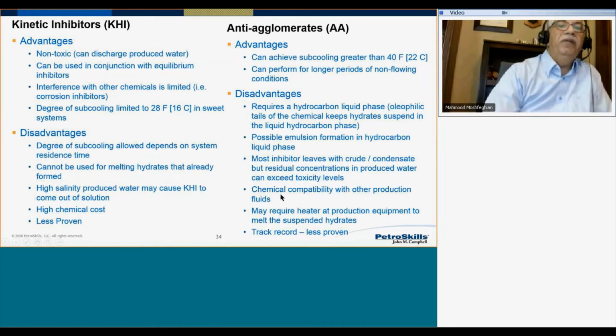Chemical compatibility with production fluids is another negative aspect of it. It may require a heater at production equipment to melt the suspended hydrates. And also the track record is less proven. In general, the most widely used are the equilibrium inhibitors. They are more reliable.